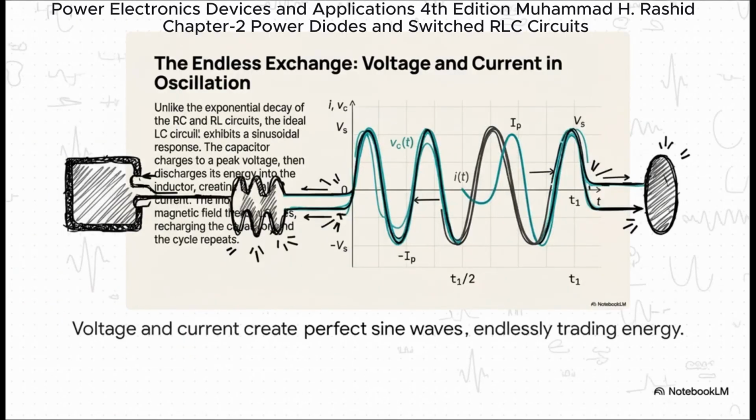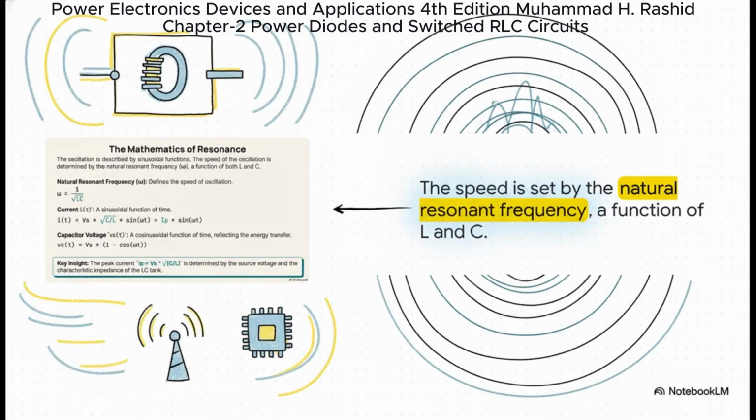And forget those exponential curves we saw before. In an ideal LC circuit, the voltage and current are perfect sine waves, just forever trading energy. You can see it here. The capacitor charges up, then it discharges into the inductor, whose field builds up, then collapses, which then recharges the capacitor, and the whole cycle just repeats over and over. This endless exchange is all described by sinusoidal functions. And its speed is determined by what we call the natural resonant frequency, which only depends on L and C. The huge takeaway here is that this circuit resonates. It creates a pure, oscillating tone. This isn't just some abstract idea, by the way. This is the magic behind tuning your radio.